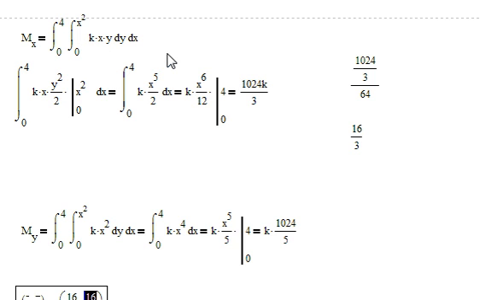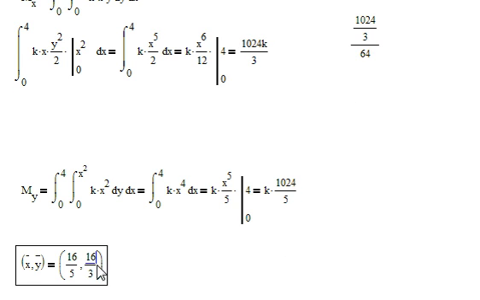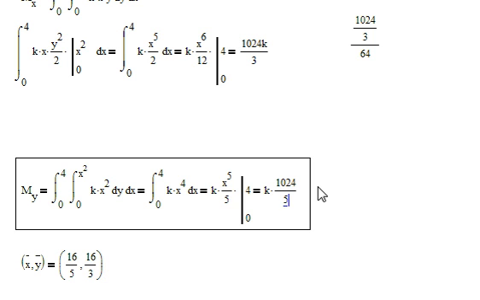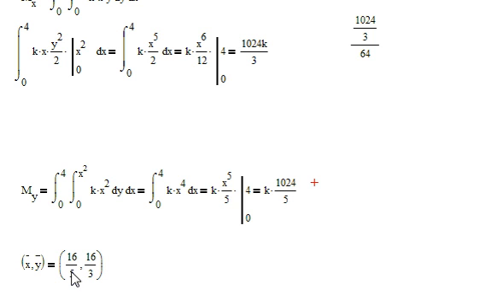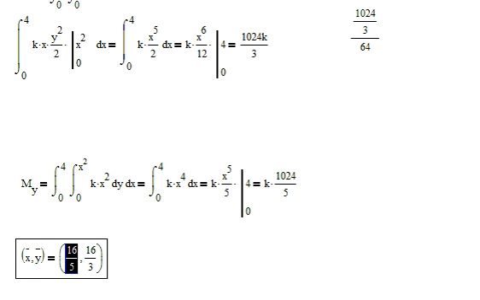Since that was a moment about the x-axis, we would use this for our y value of the centroid, and we would put the other over 64 to give us our moment about the y-axis, which would give us our x value of the centroid.